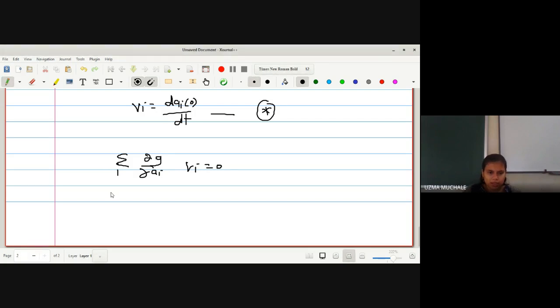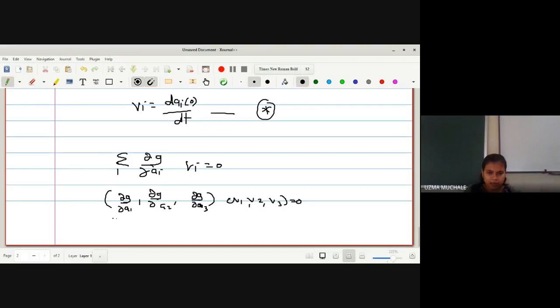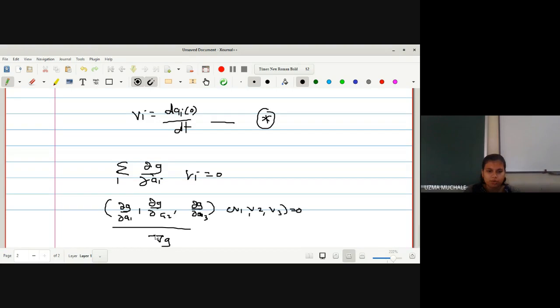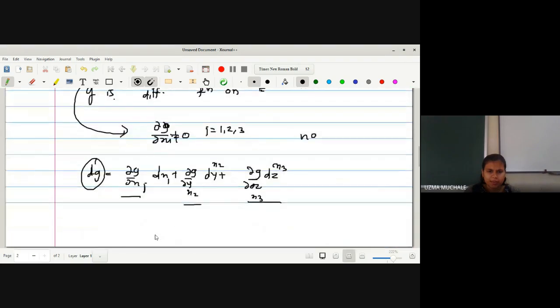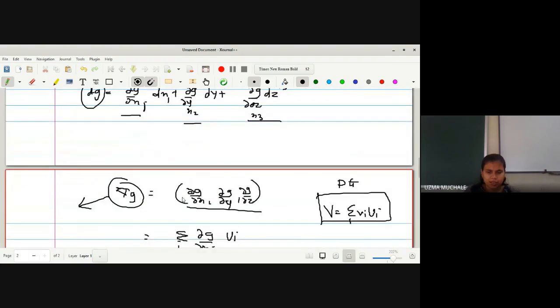Okay. So how can you write this now: dou g by dou a1, dou g by dou a2, dou g by dou a3, and this is v1, v2 and v3, equal to 0, right? So which means that this del g, this is your del g. Let me show you what this is. You can see this is what del g is, nothing but dou g by dou x, dou g by dou y, dou g by dou z. Instead of that you can say a1, a2, a3 or x1, x2 and x3.